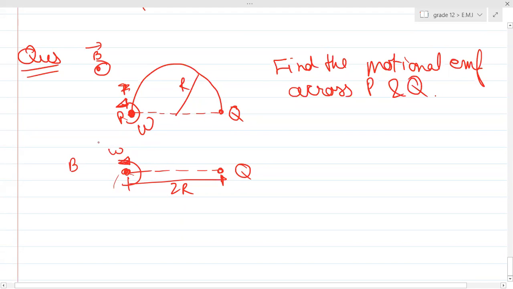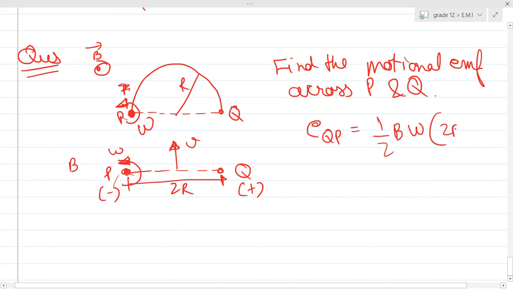So basically, can you see this is rotating like this, then the velocity vector will be in this direction, right? So your thumb should be pointing upwards, and fingertip should be pointing towards you. Then you'll see your palm of right hand is pointing towards, sorry. So this is positive and this is negative. The EMF across PQ, or basically in this case QB, half B omega into.